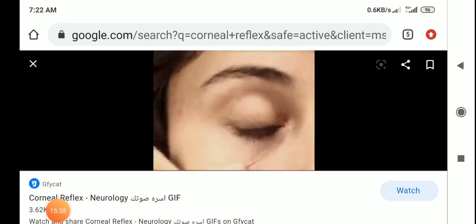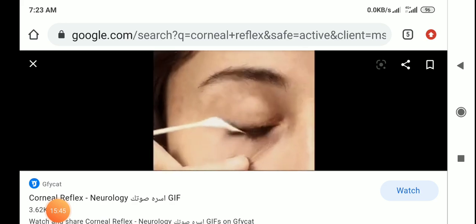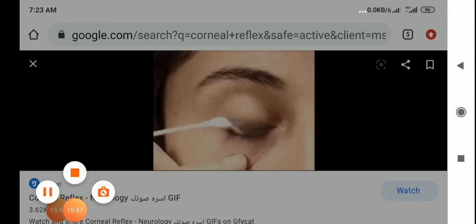Now about the corneal reflex. You can see when the cornea is touched with a cotton, what happens? Immediately it blinks. So the afferent limb of this reflex is the sensation, that is the ophthalmic division of the trigeminal nerve, and the efferent limb is the blinking. Any movement on the face is by the facial nerve. That is the corneal reflex, and it is because the cornea is highly sensitive.